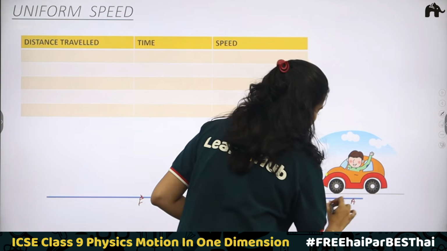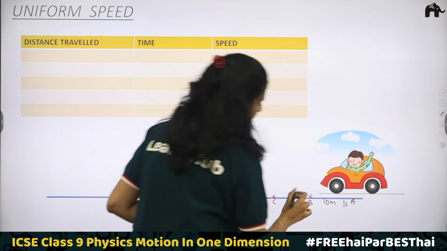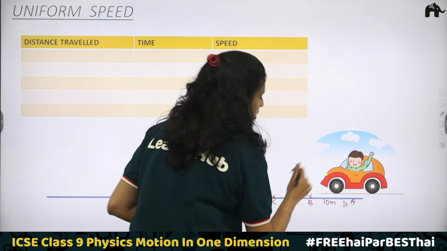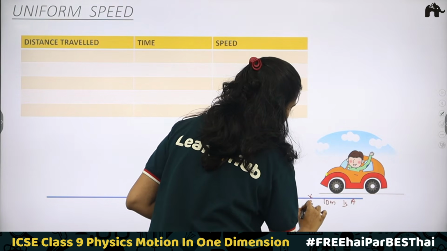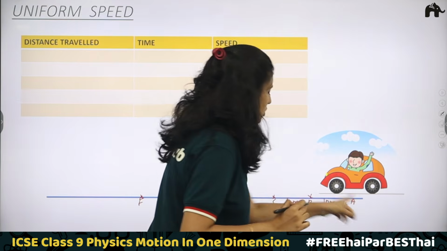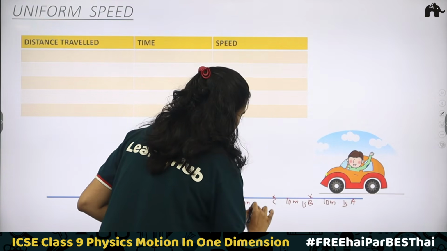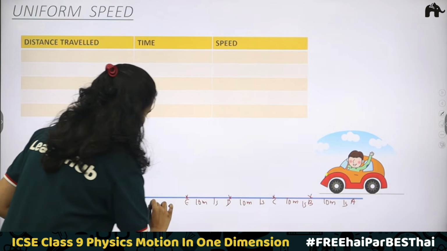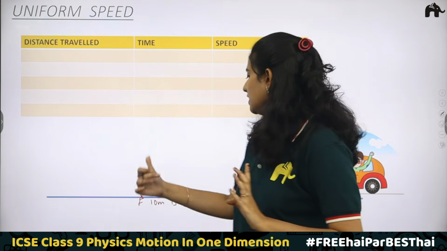So, A to B, he travels a distance of 10 meter in 1 second. From B to C or from A to C, he travels a total of 20 meter. That is B to C, it is 10 meter. Again, he takes 1 second. So, total in 2 seconds, he is traveling 20 meters. Again, 10 meters in the next 1 second, 10 meters in 1 second, 10 meters in 1 second. Then he reaches the point F.